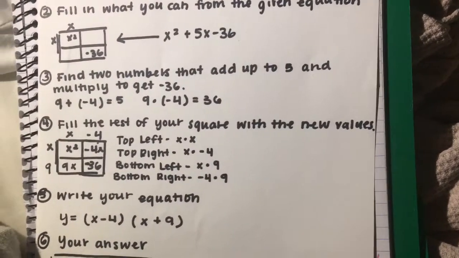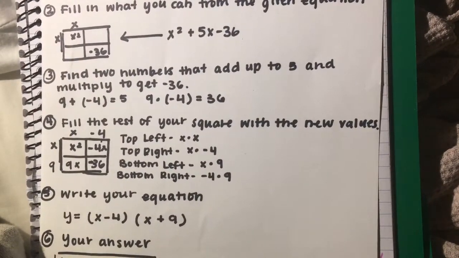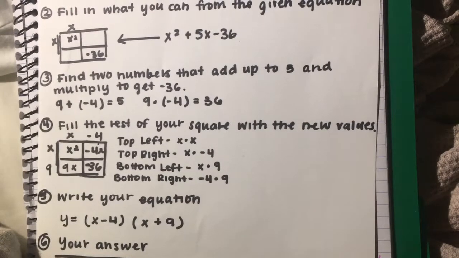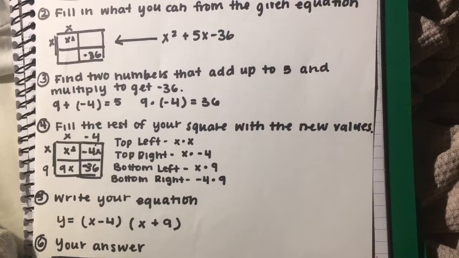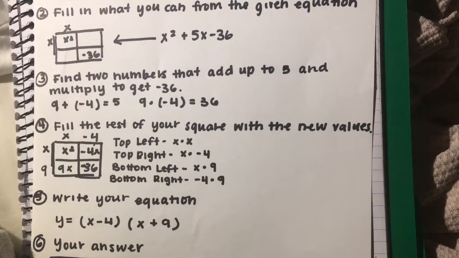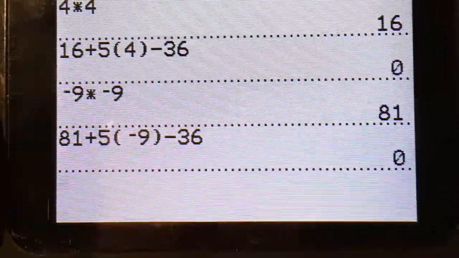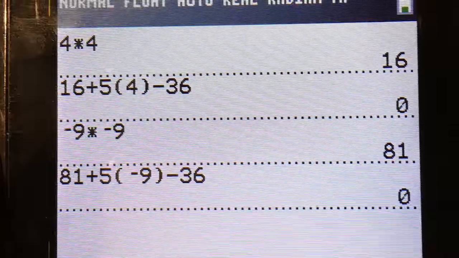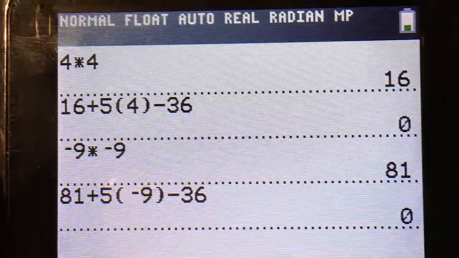Your numbers on the outside of the box will become your equation. Y equals x minus 4 in parentheses and x plus 9 in parentheses. This indicates your answers will be positive 4 and negative 9 because it's always the opposite sign of what's in the equation. Finally, plug 4 and negative 9 into the original equation. Both should equal 0. This is how you know your answer is right.